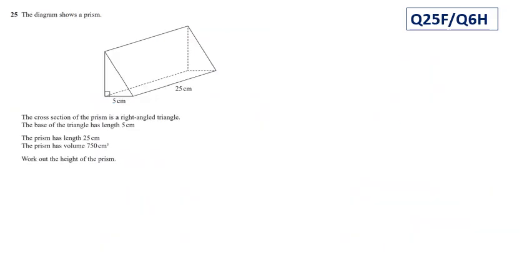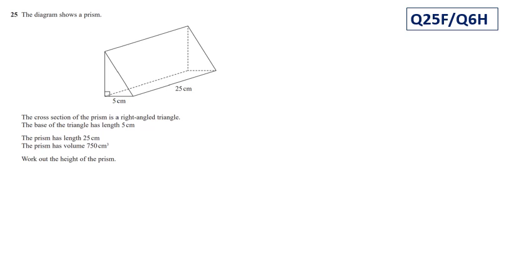Okay, question 25. The diagram shows a prism. The cross section of the prism is a right angled triangle. The base of the triangle has length 5 centimeters, and the prism has length 25 centimeters, and the prism has volume 750 centimeters cubed. Work out the height of the prism.